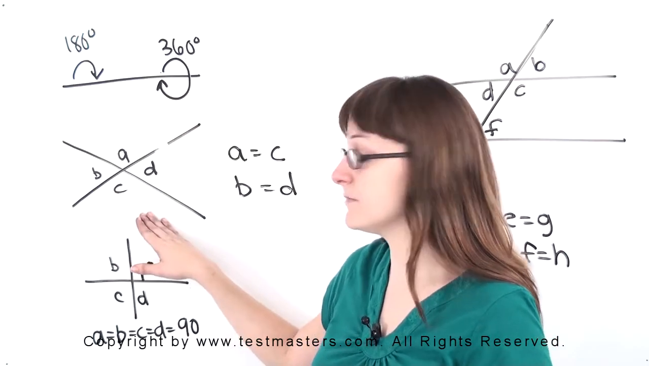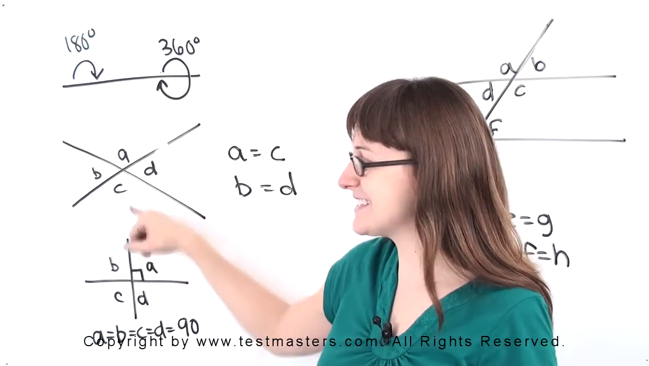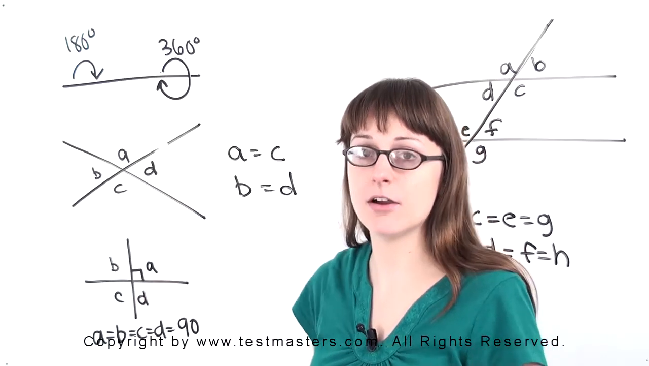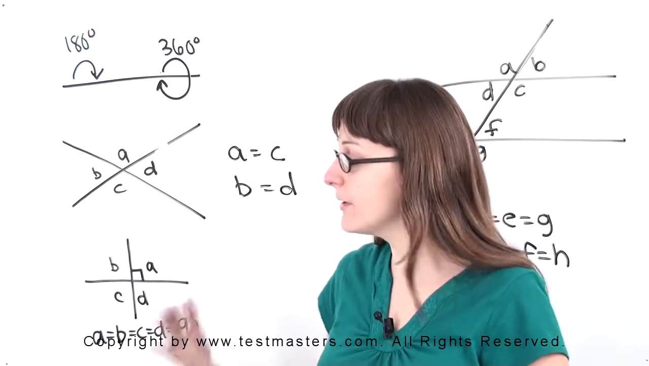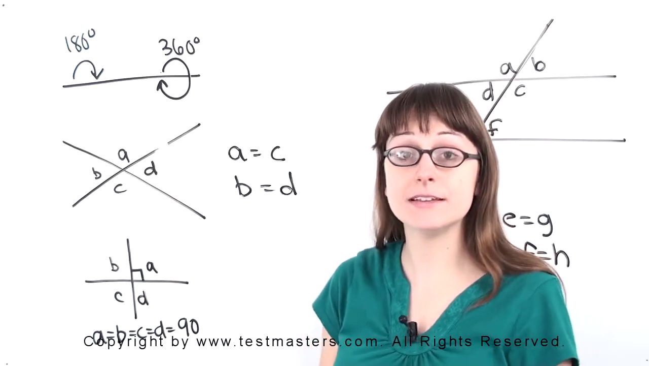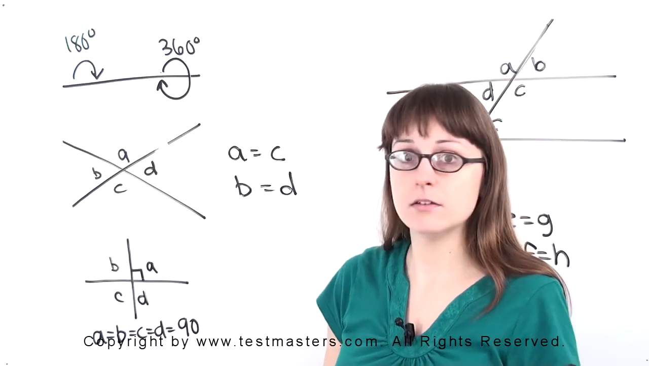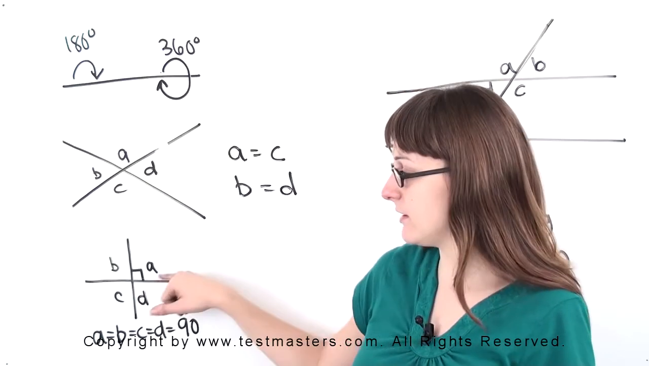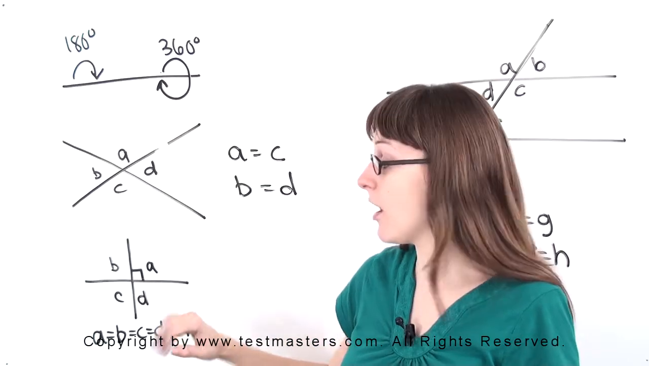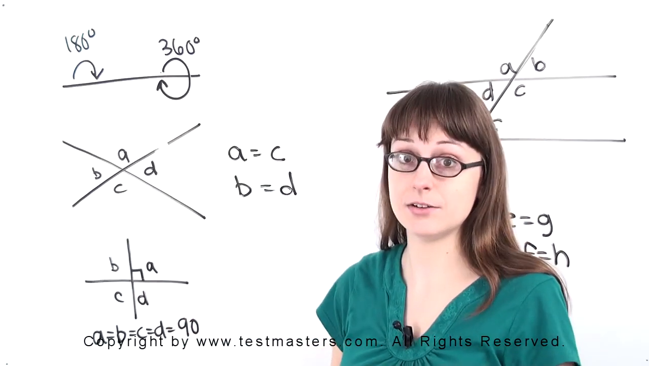For example, here, these two lines are intersecting. A is the same as C, and B and D are also going to be the same. You can carry this out to whenever you're dealing with perpendicular lines. If you know that two lines are perpendicular, as demonstrated here at angle A, I know that all of the angles are going to be 90 degrees.